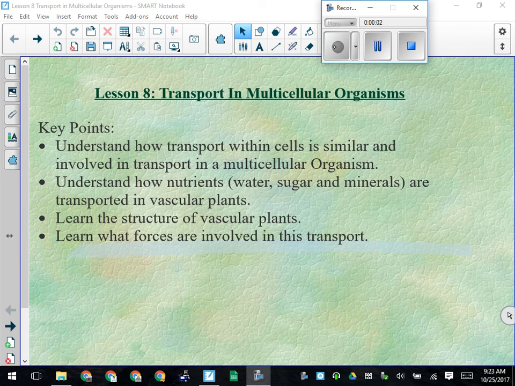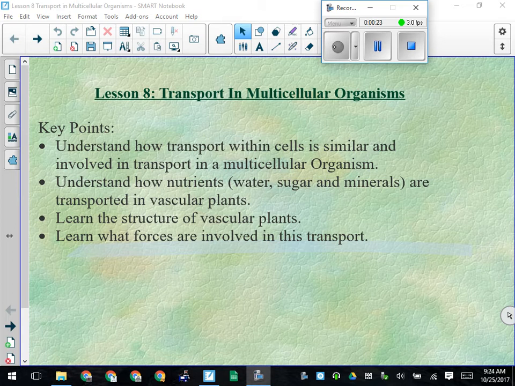All right, so we're going to look at now transport in plants. We talked just briefly a minute ago about how that happens, the osmotic pressure created in the leaves. We're going to go into more detail about it here. So we need to understand how transport within a cell, like diffusion and osmosis, is similar and still involved in transport in a multicellular organism.